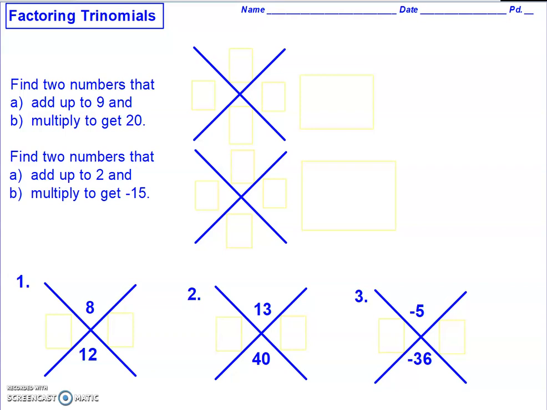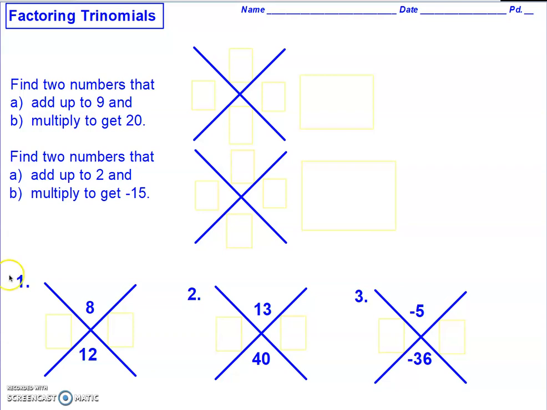Today, we're going to learn about factoring trinomials. When we're factoring trinomials, the first step is that we need to find two numbers that meet certain requirements. Let's look at the example. Find two numbers that add up to 9 and multiply to get 20.